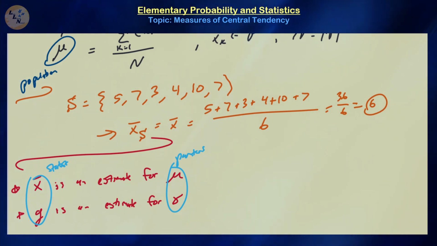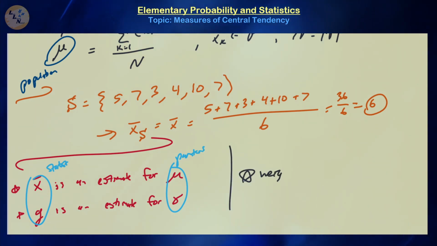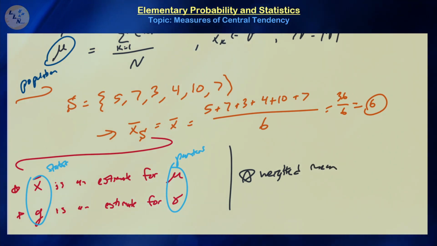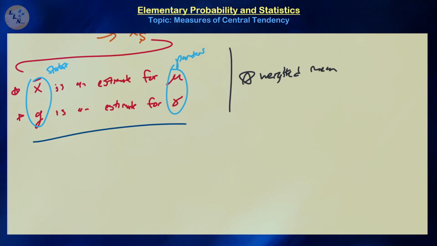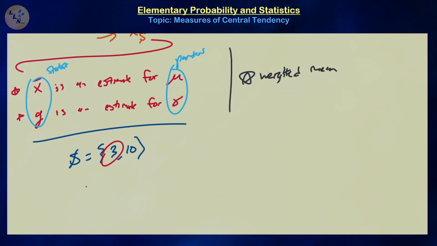Right. There's also the weighted mean. That's also another type of measure of central tendency that you may encounter, and that's usually the weighted arithmetic mean or the weighted average of a set of data points. For example, if you want to do the weighted mean of a data set, let's assume S is equal to 3 and 10, and you want to give different weights for these values. So let's assume we want to add a weight of 20% to that one and a weight of 80% to that one. So usually the sum of these weights must always be equal to 1.